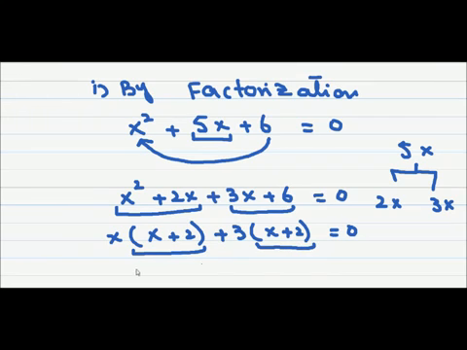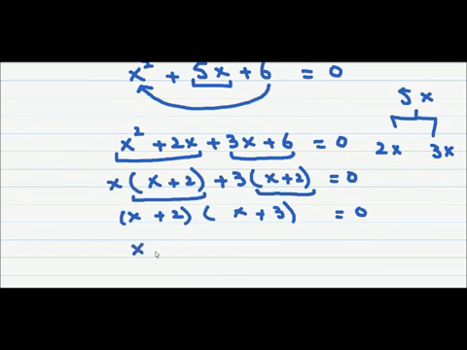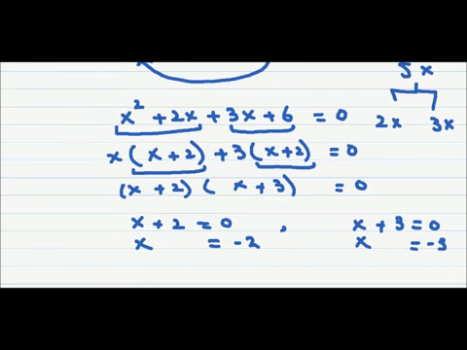Now taking x plus 2 common from the equation, we get x plus 2 into x plus 3 is equal to 0. Now there is a way of solving this equation: either x plus 2 is equal to 0 or x plus 3 is equal to 0. If x plus 2 is equal to 0, taking 2 on the other side gives us x is equal to minus 2. And if x plus 3 is equal to 0, we get x is equal to minus 3.